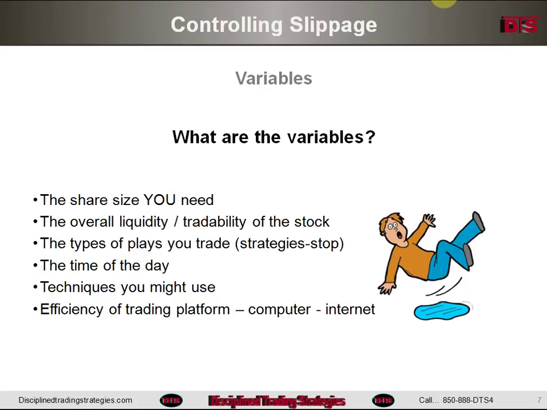The variables we'll look at in order to understand this process are, number 1, the share size that you need, the overall liquidity and tradability of the stock, the types of plays that you trade, in other words, the strategies and stops that you use, the time of the day, the techniques you might use, and the efficiency of your trading platform, computer, and internet.